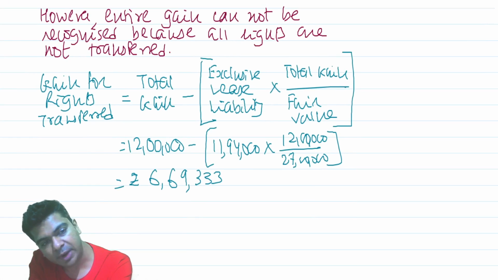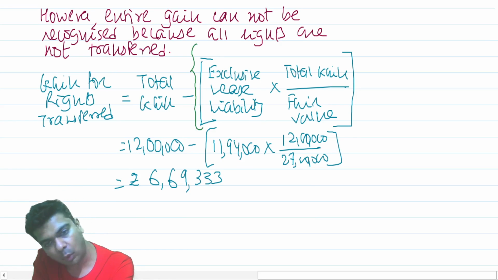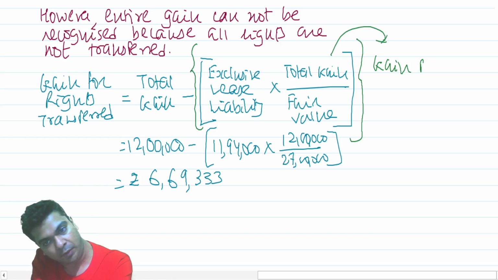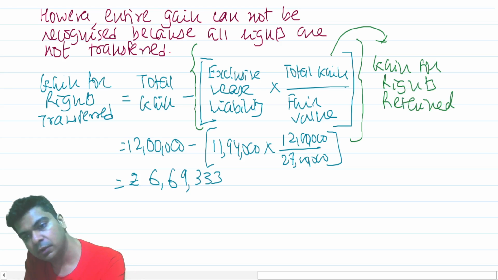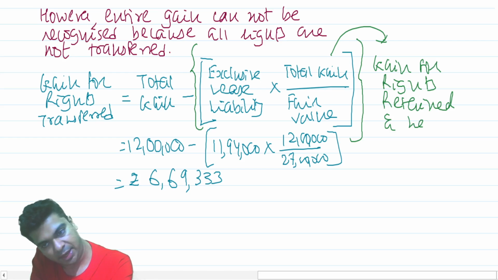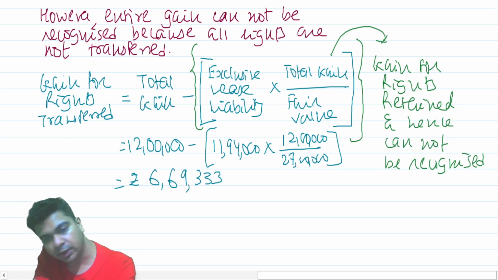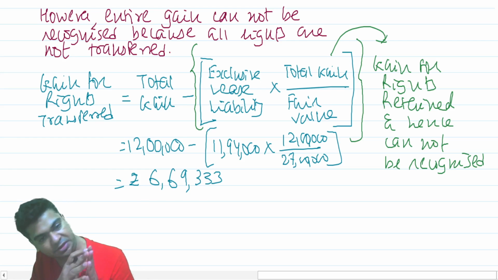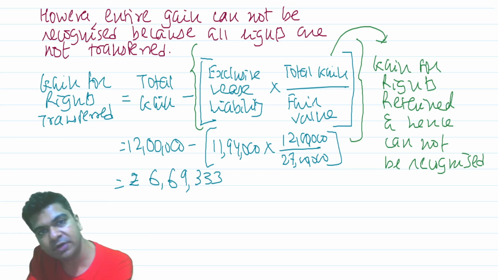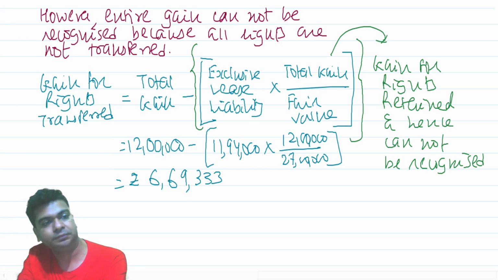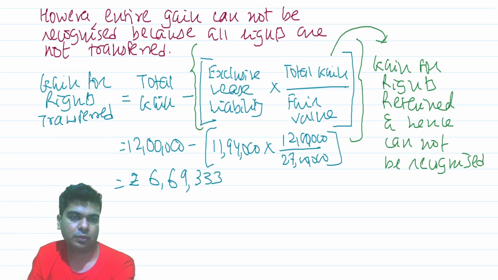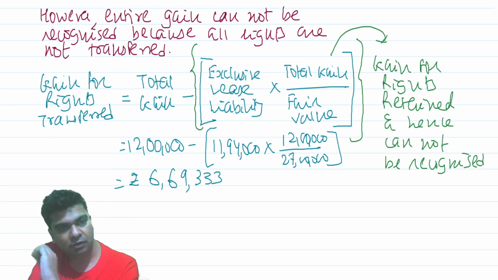See what I'm writing in the brackets. What I'm writing in the brackets is basically gain for rights retained, and hence cannot be recognized. What you are retaining, how can you recognize gain on it? That's the reason we are finding out the gain on the rights retained and deducting it from the total gain, because whatever is the balancing figure will become the gain for rights transferred, which is 669,333. Needless to say, pause the video if you're still writing.